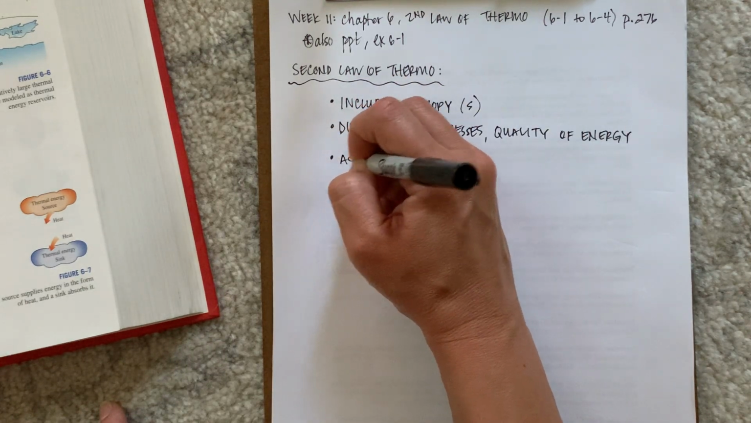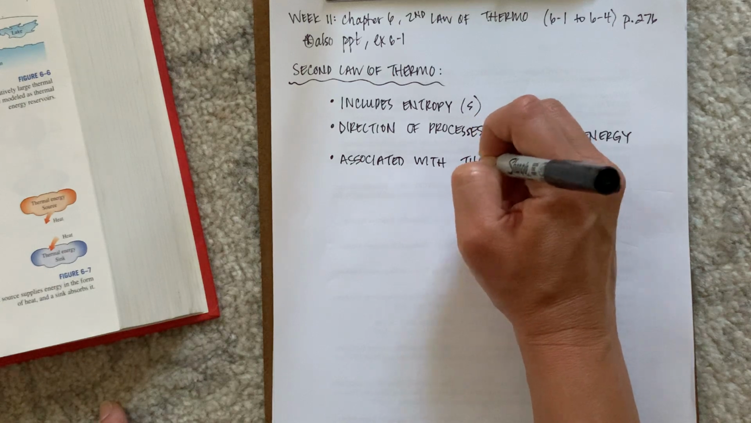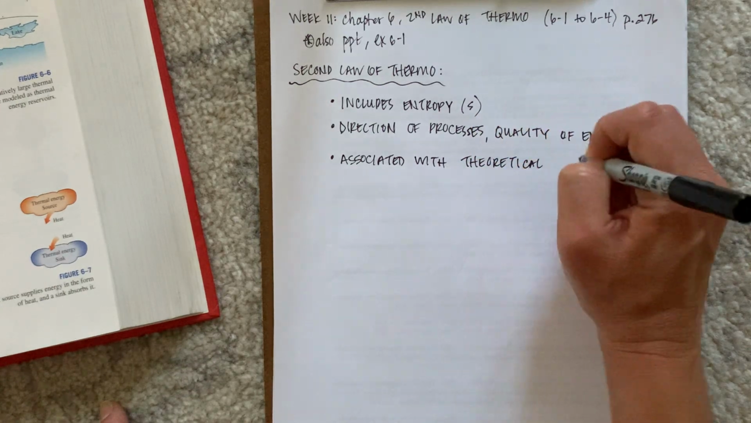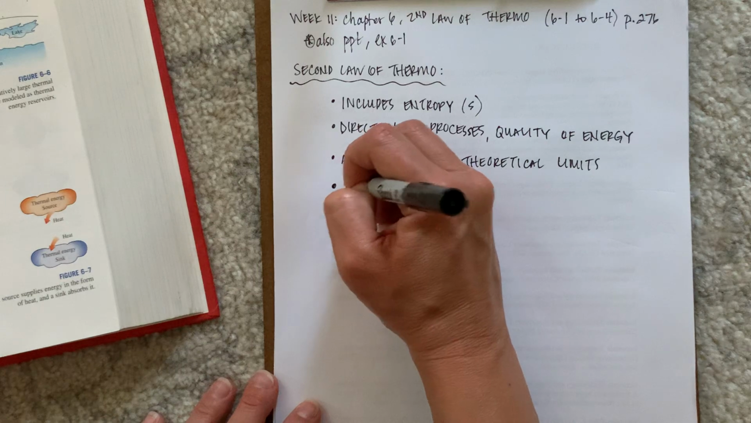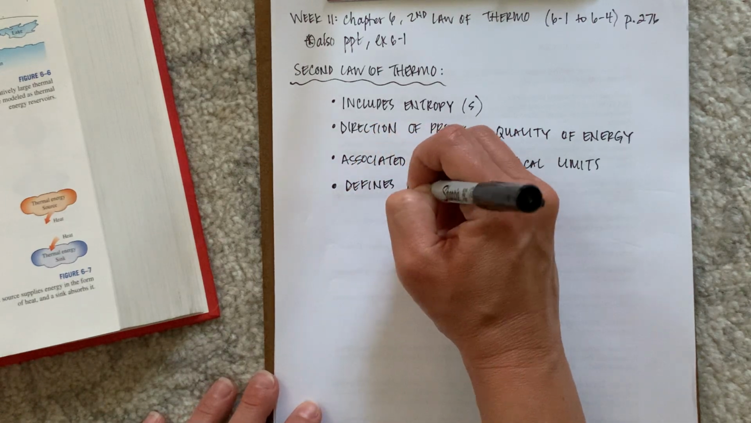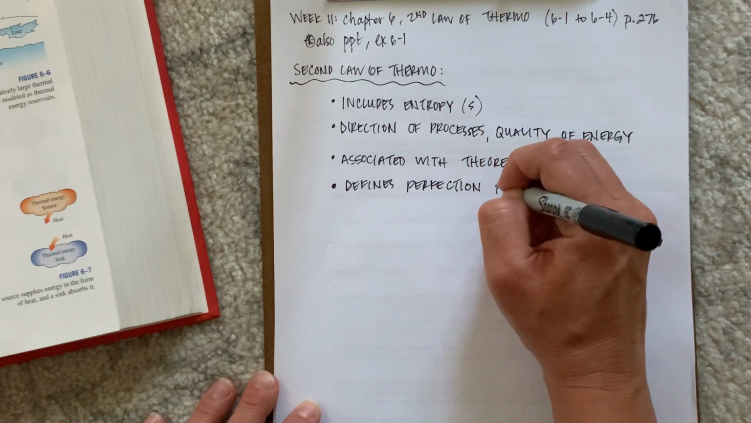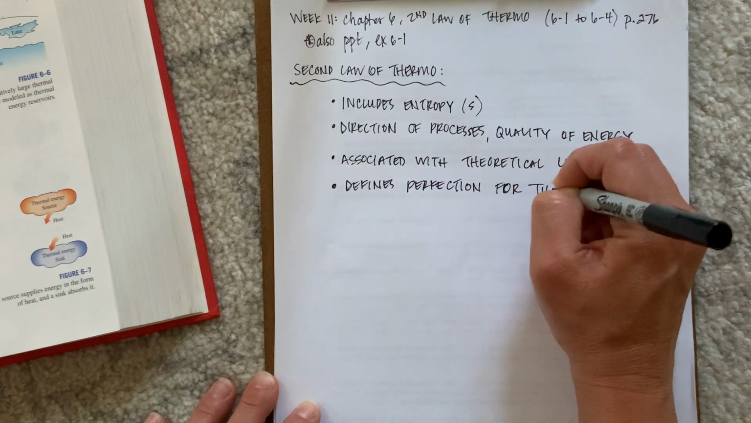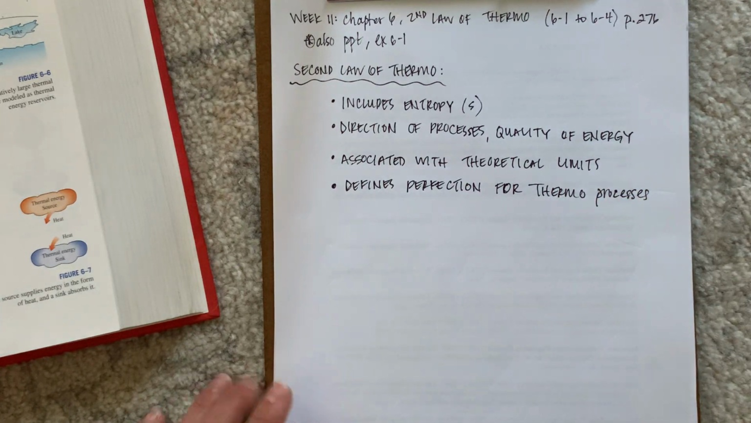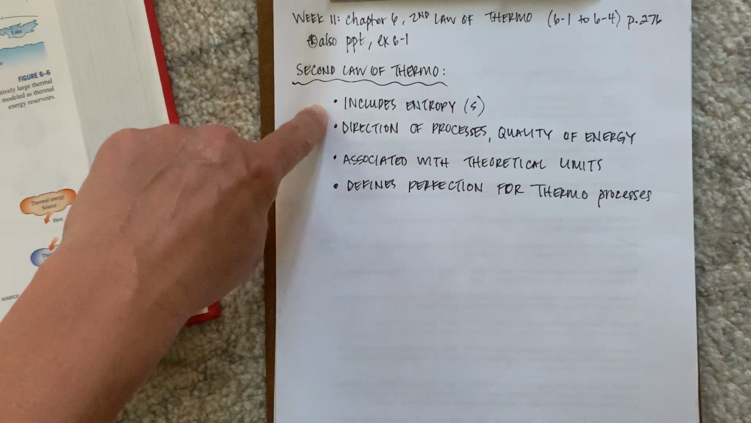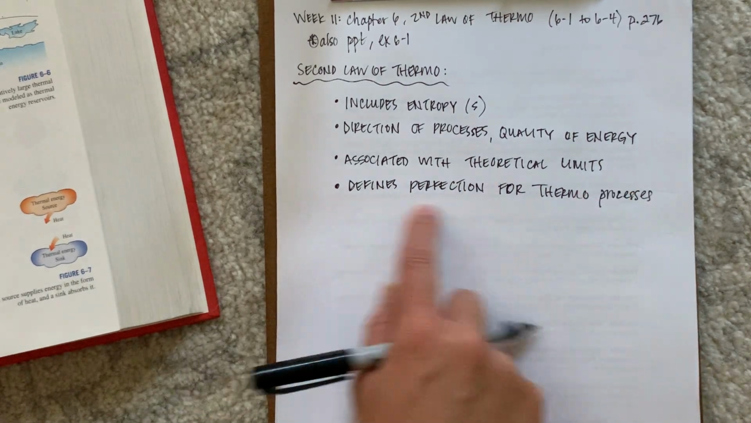The second law is associated with theoretical limits, and it defines perfection for thermodynamic processes. So ideal situations define perfection for thermal processes. Okay, so the second law of thermodynamics includes entropy, direction of process, quality of energy. It's associated with theoretical limits, which is directly related to perfection.